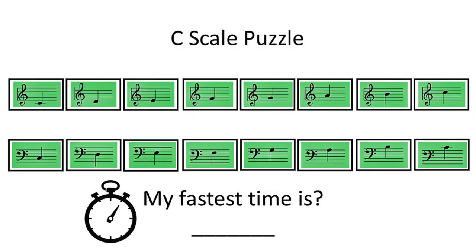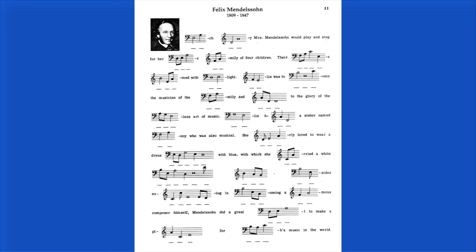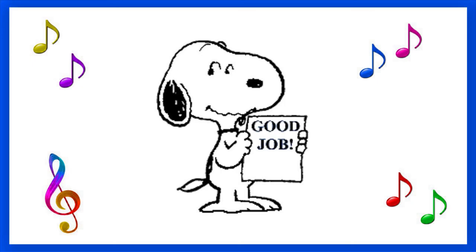For theory this week, you get one more chance to get your fastest time on your C scale puzzle. Learn these notes now, because pretty soon we're going to be adding some more. Your other theory is your composer note spelling worksheet on Mendelssohn this week. Should be fun.